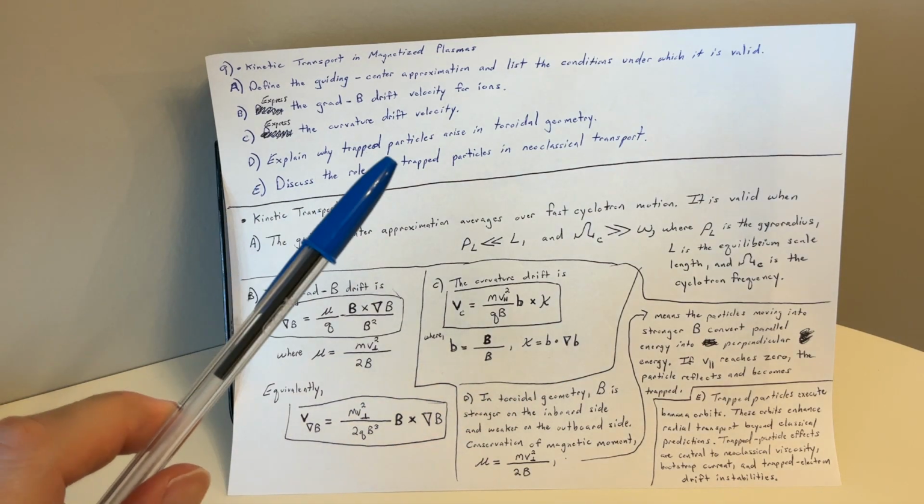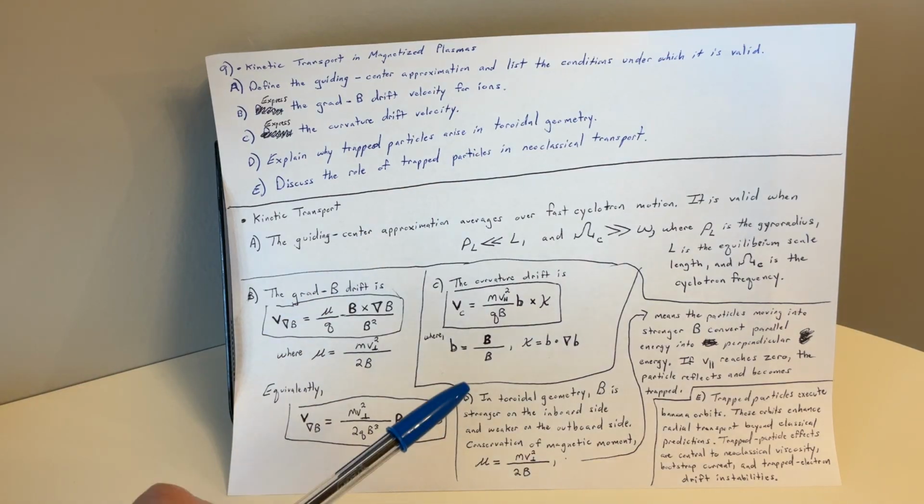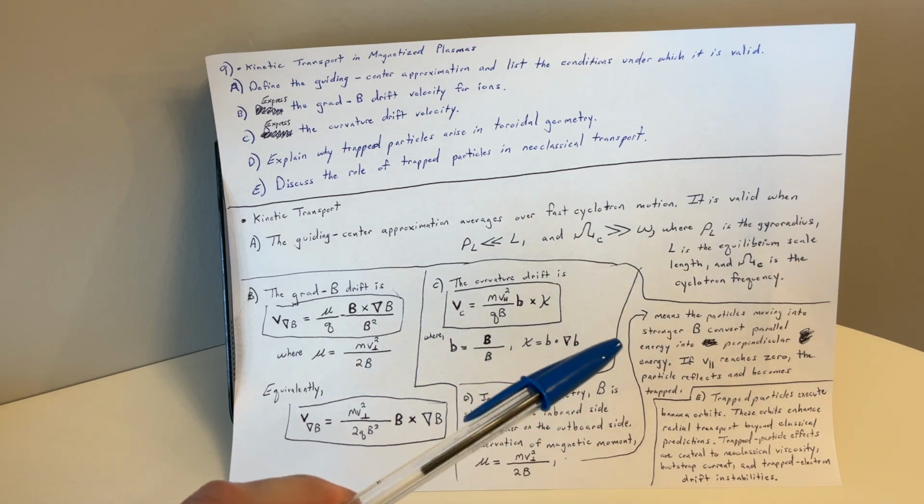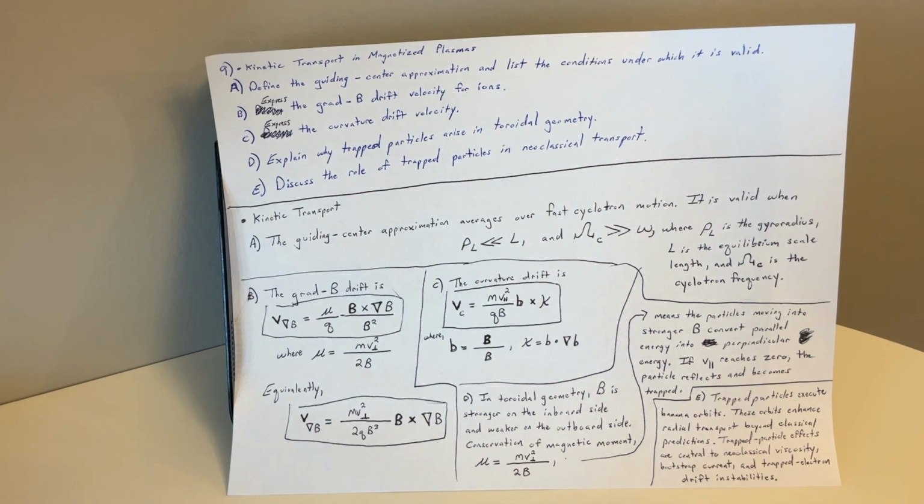Part D, explain why trapped particles arise in toroidal geometry. In toroidal geometry, B is stronger on the inboard side and weaker on the outboard side. Conservation of magnetic moment, mu equals m v perpendicular squared over 2B, means that particles moving into stronger B convert parallel energy into perpendicular energy. If v sub parallel reaches 0, the particle reflects and becomes trapped.